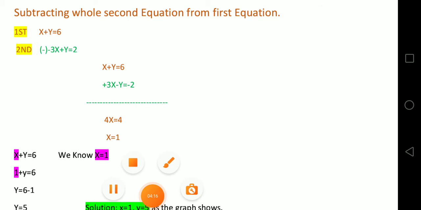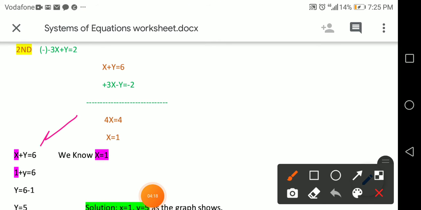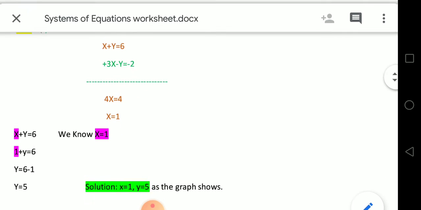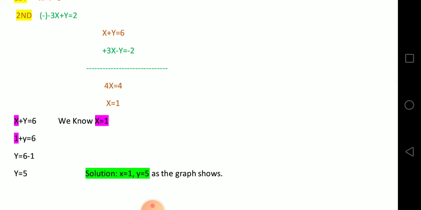So please solve for y. x plus y equals 6, right? This is the first equation. x plus y equals 6, and I know that x equals 1. So 1 plus y equals 6, so y equals, 1 goes to the other side with a negative sign, so y equals 6 minus 1. So y equals 5. And I know from the graph, as I told you, that x equals 1 and y equals 5, right?